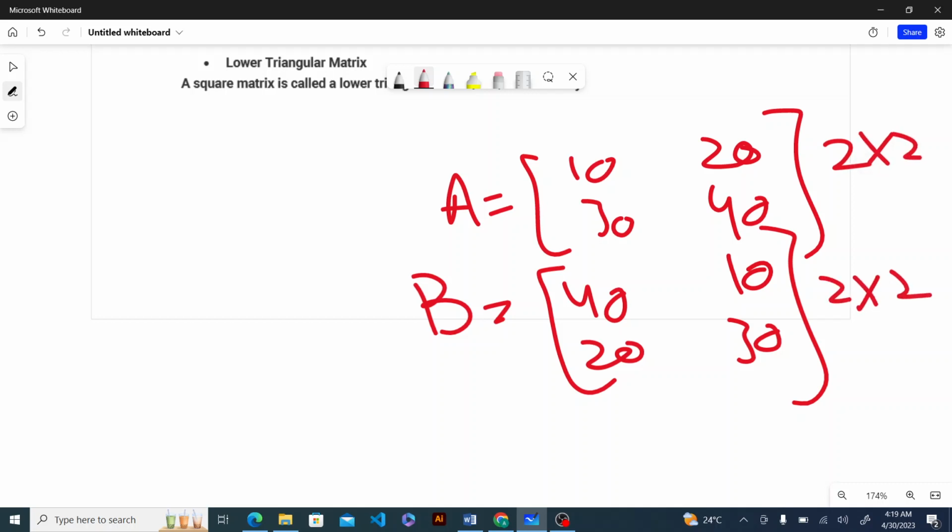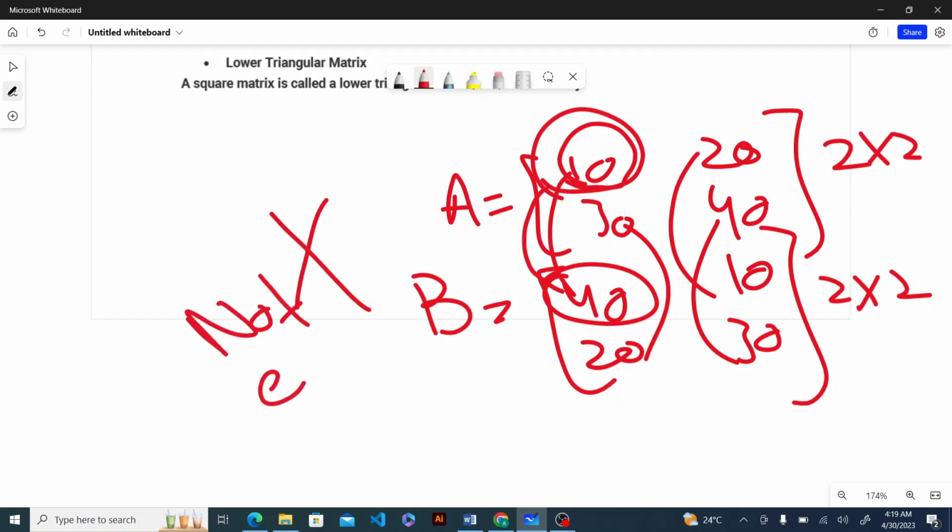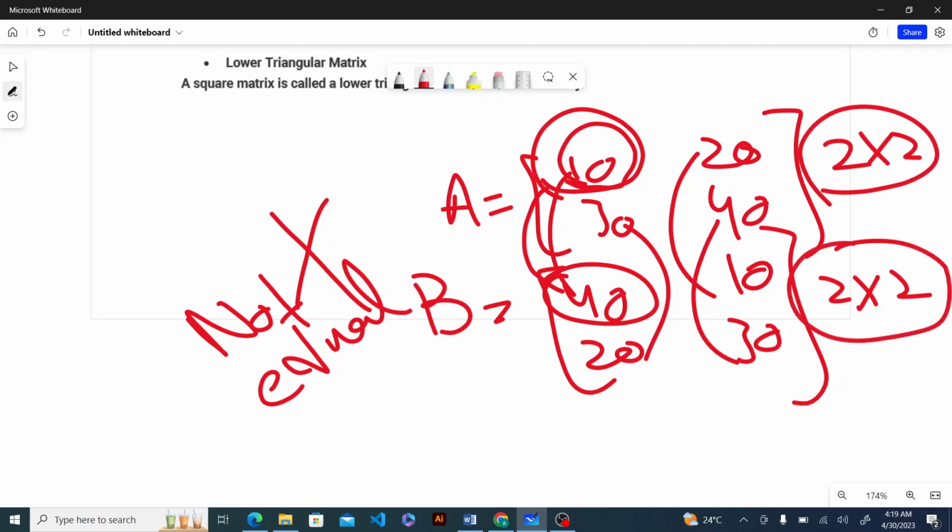Okay, but their corresponding elements are not equal. See, the corresponding elements are not equal. At first position, first row, first column, here is 10, but here is 40. So from the first element, we know that they are not equal. Because for equal matrices, the two conditions are that the order of the matrices should be the same, and the corresponding elements should also be the same at the same position. Okay.